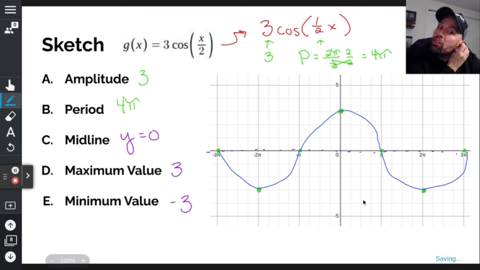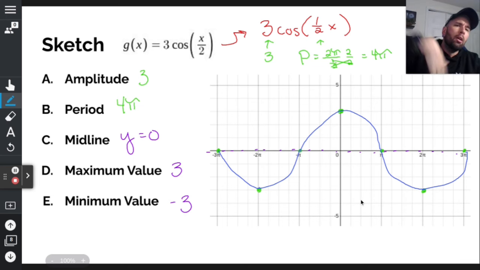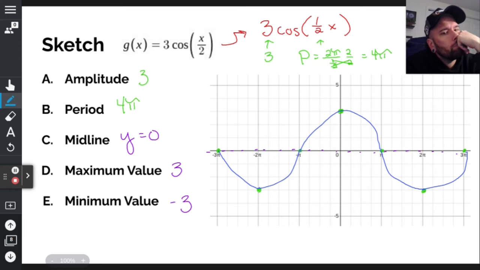And that, ladies and gentlemen, is 3 cos of half an x, not half a pi, half an x. 3 cos of half an x would live right there. Now you know.